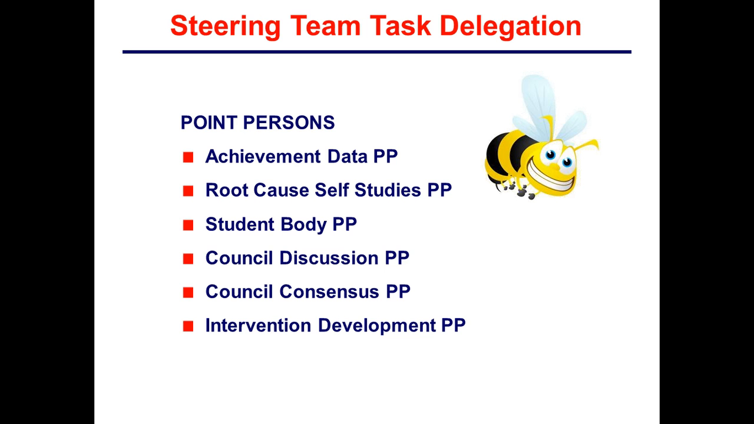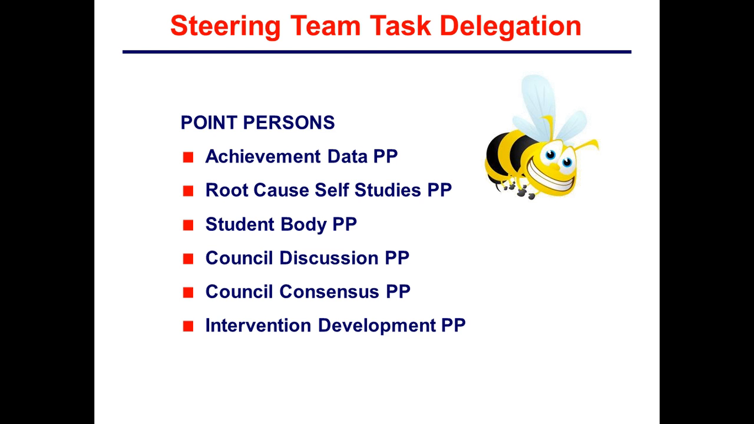One is somebody's got to be thinking about and working with the other steering team members, but it needs to be one person's responsibility to think about what achievement data do we have, what do we want to collect, what do we want to monitor, what do we not want to monitor. So somebody's going to be organizing the achievement data part of this. A second person is looking at the root cause self-studies, the root cause data. A third person is the student body point person, council discussions, council consensus, and intervention development.